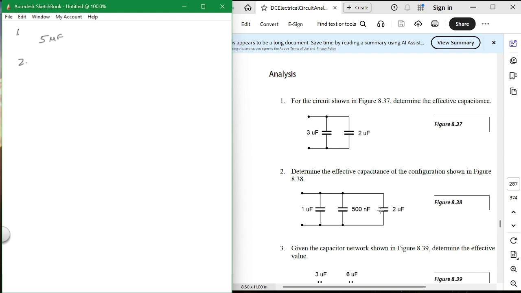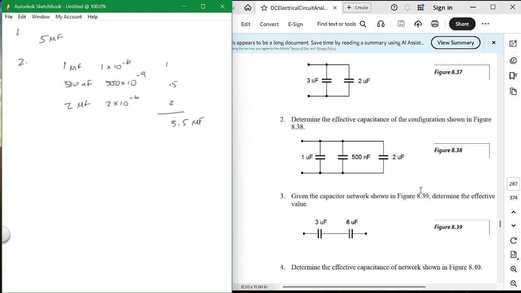Number 2, you have 3, and they're in parallel, so you would add them together. There is a 1 microfarad, that's 1 times 10 to the minus 6. There are 500 nanofarads, that's 500 times 10 to the minus 9, and then there is 2 microfarads, that's 2 times 10 to the minus 6. So it's 1.5 and 2, giving me 3.5 microfarads. Okay, so that is additive.